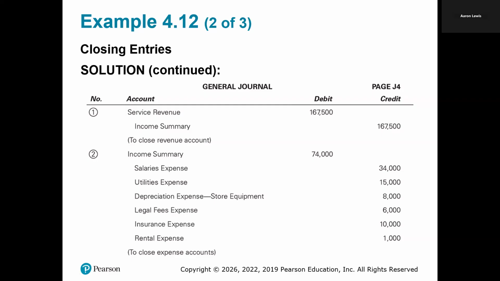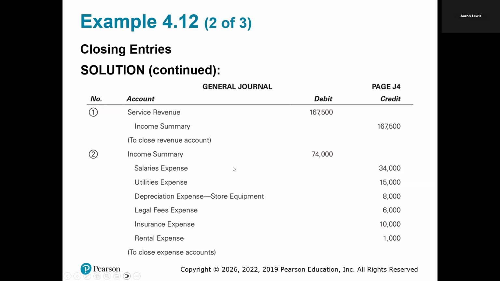How do we reduce it to zero? By debiting it for the same amount. So we would debit service revenue for $167,500. And every entry has to have a debit and a credit. So what do we credit? This income summary account that we are using to close out our transactions. So that is how your entry to close revenues to income summary is always going to look. You might have more than one revenue on your books, but it's always going to be a debit to all of your revenue accounts for their current balance and a singular credit to income summary.